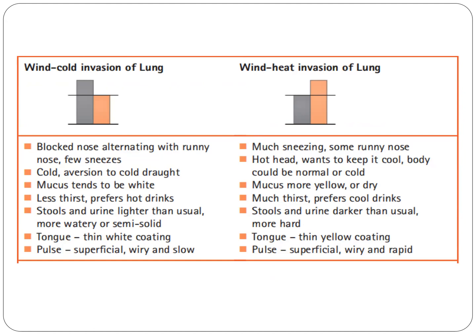In wind heat invasion of lung, the lung is in excess state. Much sneezing, some runny nose, hot head, wants to keep its cool, body could be normal or cold. Mucus more yellow or dry. Much thirst, prefers cool drinks. Stools and urine darker than usual, more hard. Tongue is thin yellow coating. Pulse is superficial, wiry, and rapid.